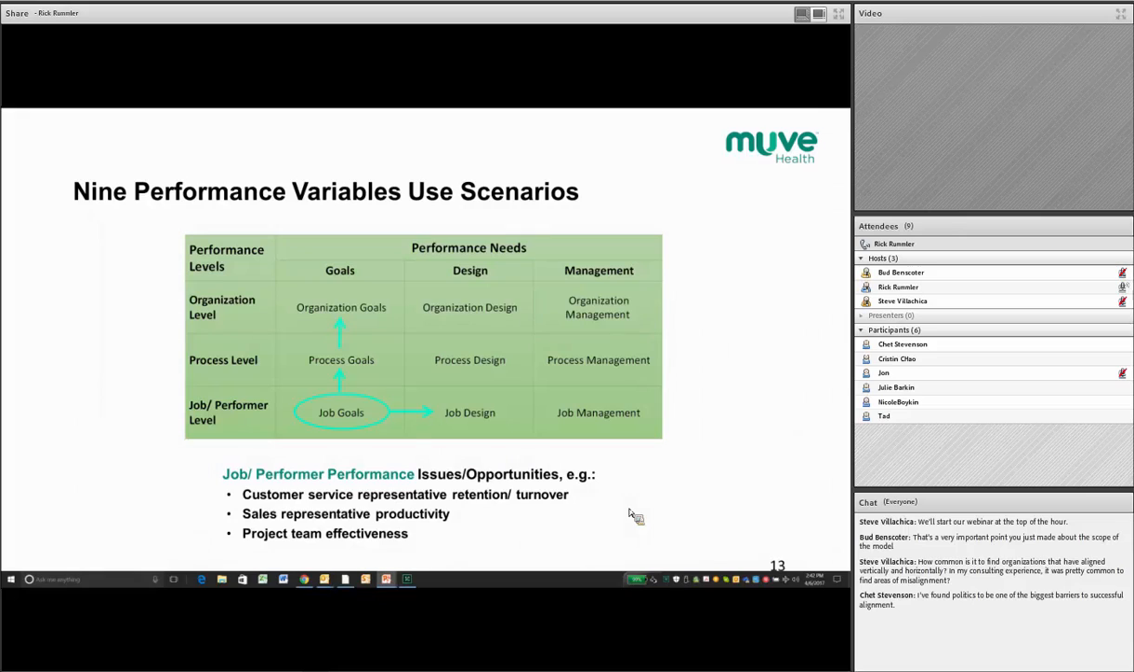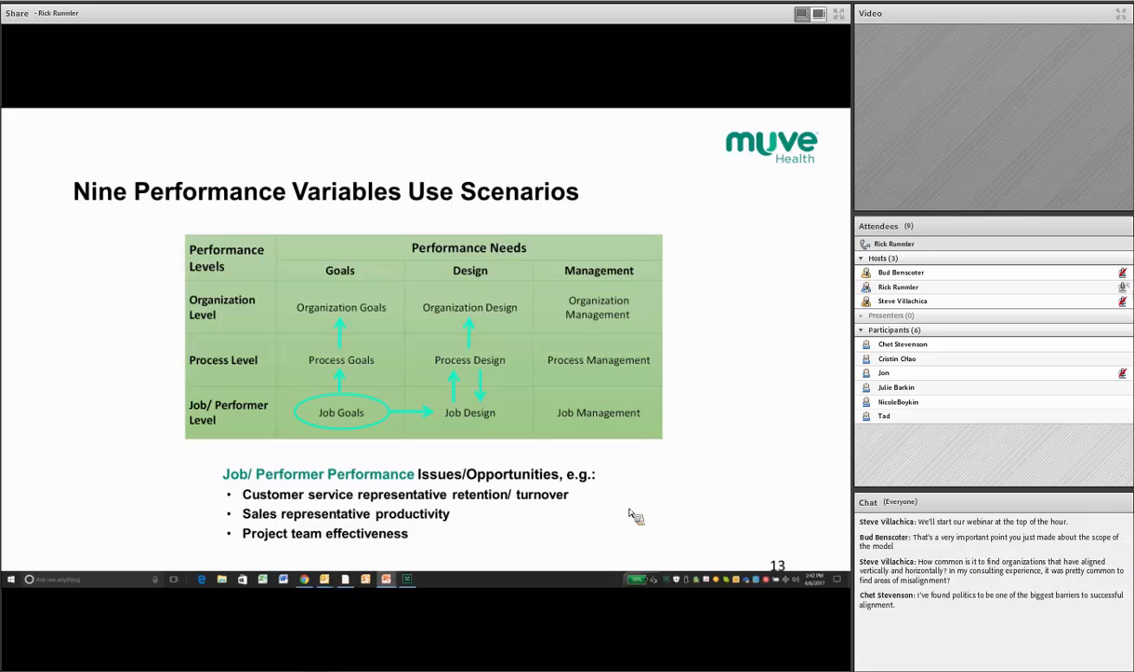So once we know what the job goals are, we want to understand, is there a job design that's aligned to those goals? And then once I understand that, I want to bump it up to, does that align with the process that job is part of, or processes, because oftentimes we support more than one process in an organization. And then there's their correlation to organization design.